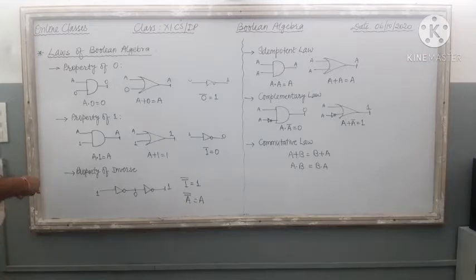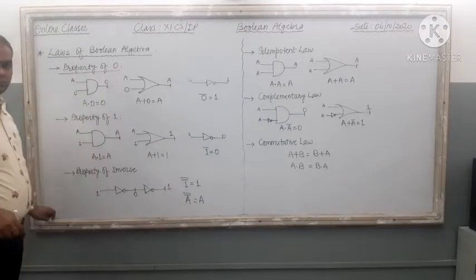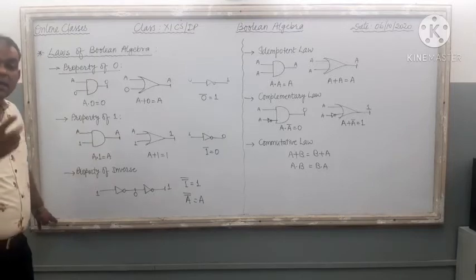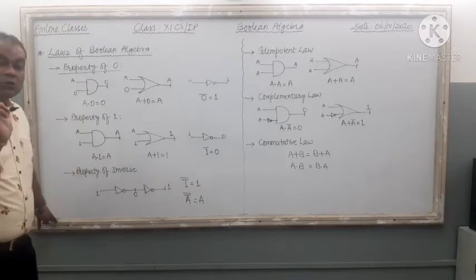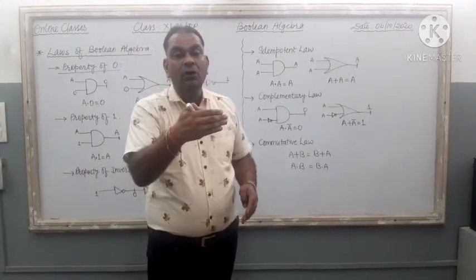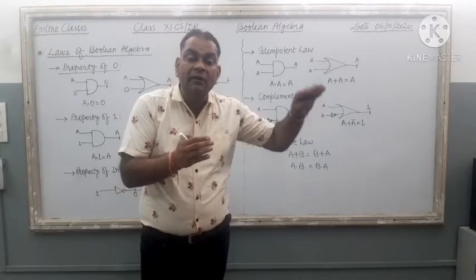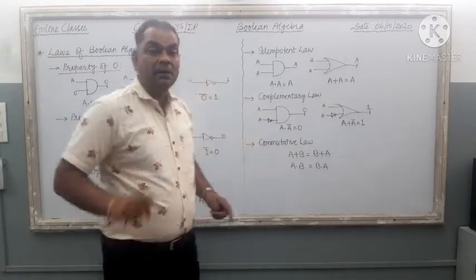So very first law, it is known as property of 0. Two values are there only. First one is 0, second one is 1. So what will happen if we apply 0 as an input signal to each and every fundamental gate? What will happen? Just check it out.